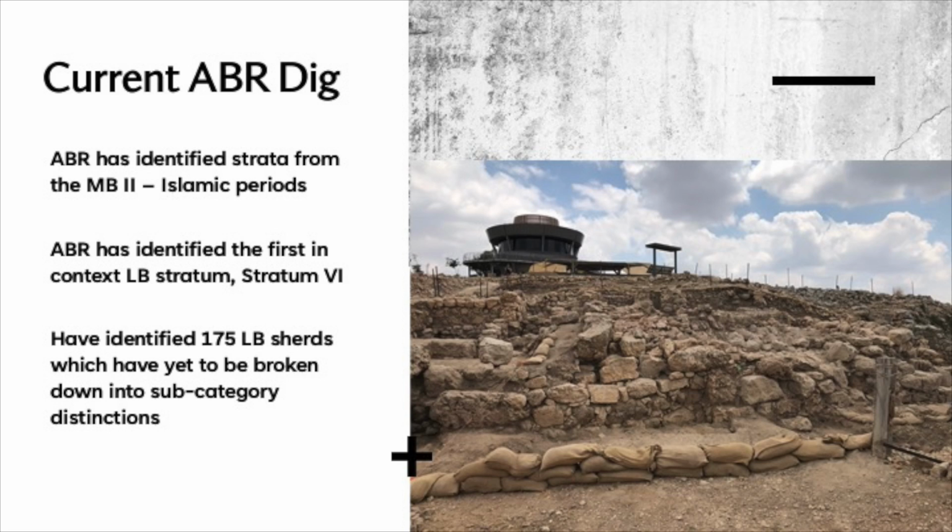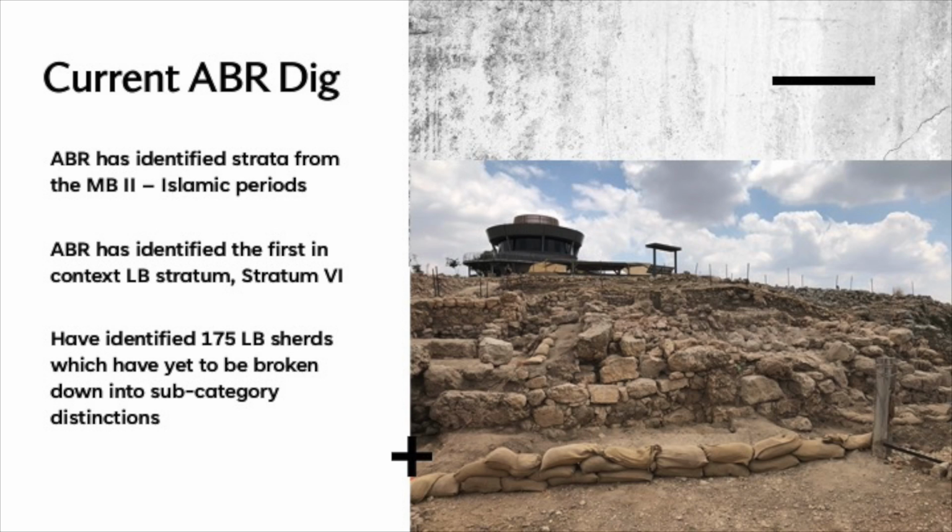We're going to talk a lot today about late bronze pottery. The majority of the pottery that has been found up to this point by previous excavations has been out of context, which we'll talk a little bit about in a few minutes. But ABR has found the first LB stratum in context, which has identified around 175 late bronze pottery sherds, which have yet to be broken down into subcategory distinctions.